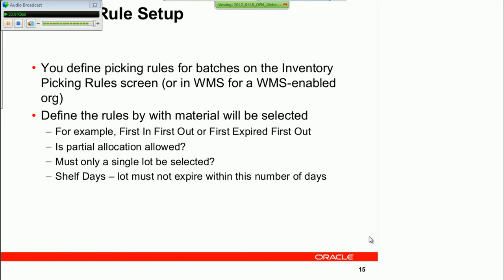And we have shelf life days. For example, if you have your shelf life days set to 30, then the system will not select any lot that's going to expire within 30 days. This basically duplicates the functionality that we had in 11i with our auto allocation rules. So everything you could do before with auto allocation rules in 11i, you can do in 12 and 12.1 with the inventory picking rules. And if you use WMS, then there are further additional and more sophisticated rules that you can use as well.